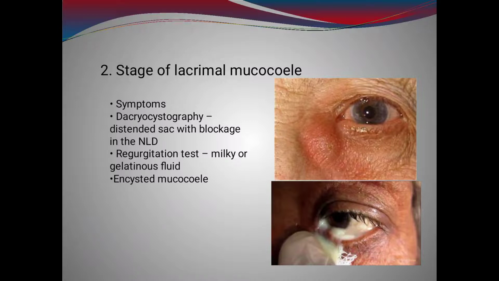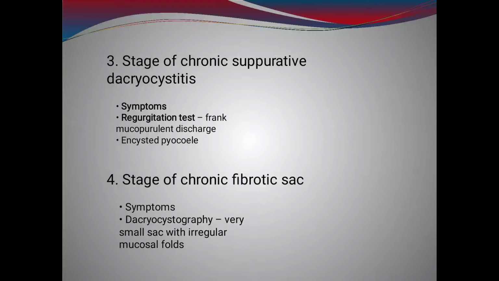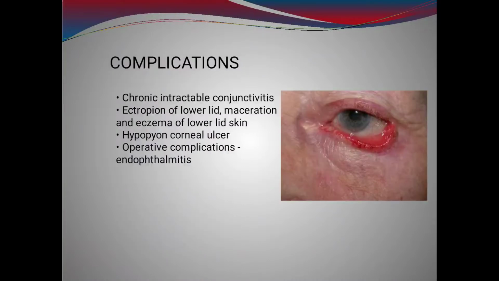But sometimes even if there is mucocele, the regurgitation test is negative. This is because the mucocele becomes encysted, so it is covered from all sides by the mucosa, so water cannot pass either towards the punctum or towards the nose. Then there is a stage called chronic suppurative dacryocystitis, in which you can see a frank mucopurulent discharge through the regurgitation. And sometimes after chronic repeated infection, the sac becomes fibrotic. So that will lead to the stage of chronic fibrotic sac.